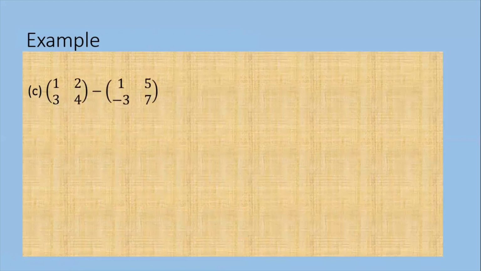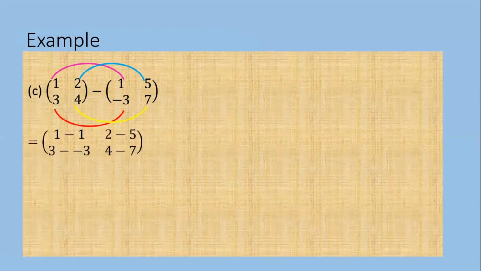What about this one? Well, you've got a 2x2 matrix here, another 2x2 matrix there. So order for this one is the same as the order for that one, right? So can we subtract? Yes, we can. How do we do it? Well, you will look for the corresponding elements. That's right. So 1 will have as corresponding element 1. 2, the corresponding element will be 5. 3, corresponding element is minus 3. 4, the corresponding element is 7.